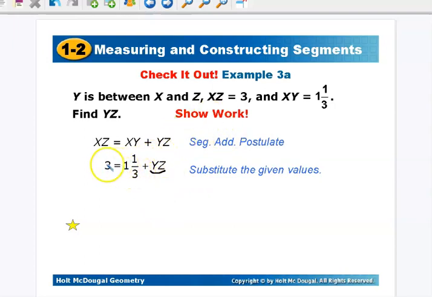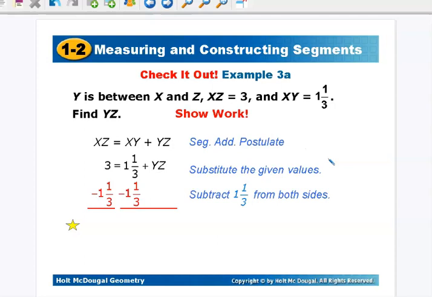All I have to do at this point is go back to my algebra skills from previous courses, right? This here is the geometry, writing this out, and then transitioning back into algebra class. So we want to solve for YZ. We want to know that length. So we're going to subtract the 1 and 1/3 from both sides.